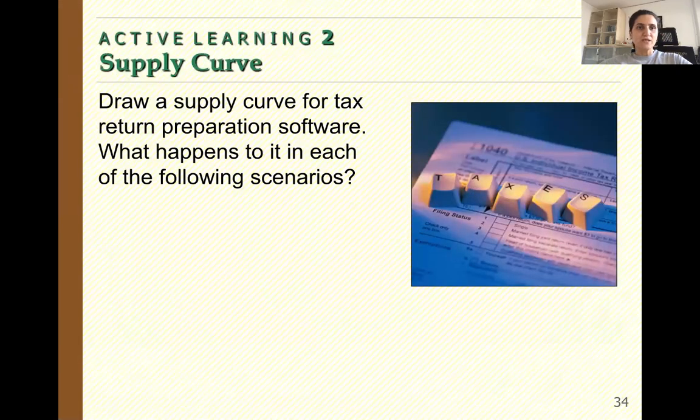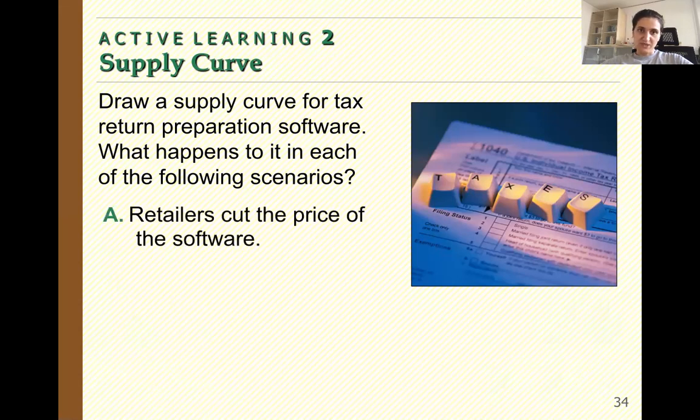Okay, so draw a supply curve for tax return preparation software. What happens to it in each of the following scenarios? Retailers cut the price of the software. If there's a price change for the software, what will happen? Quantity supplied will drop. There will be a movement along the curve. The supply curve will be the same.